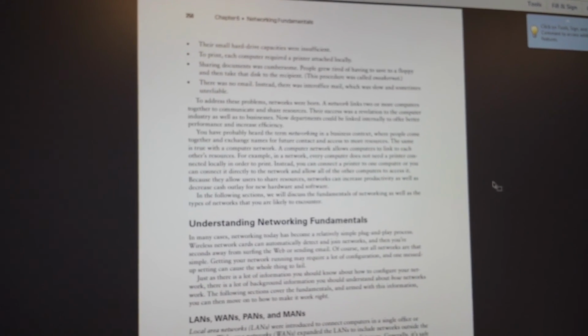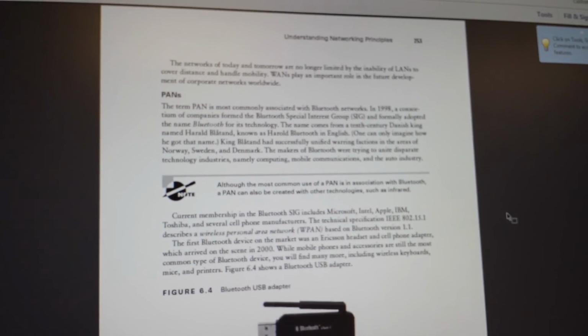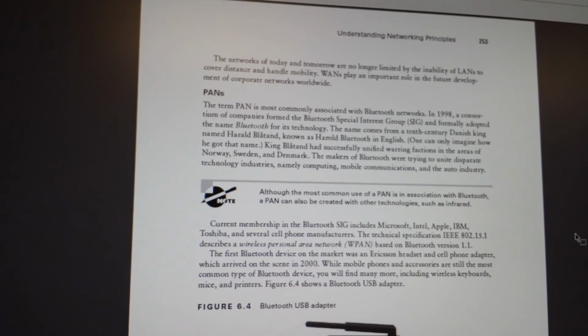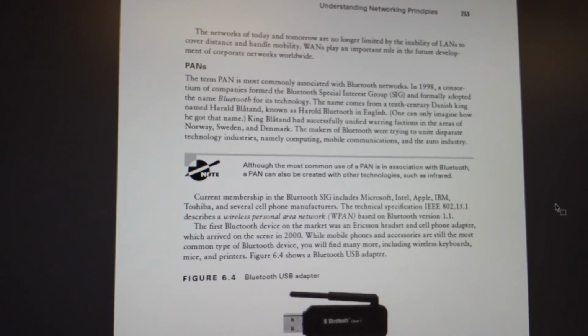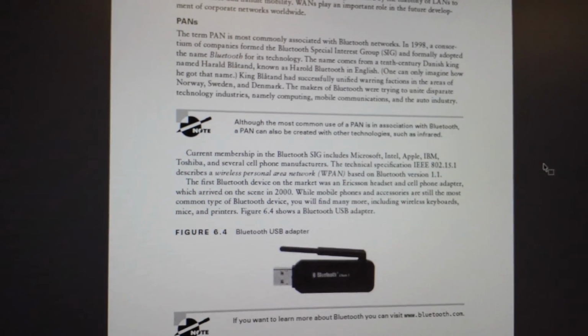On page 253, where it says the term PAN is most commonly associated with Bluetooth. That means very, very close. Usually, max about 10 meters for the most part, or shorter.